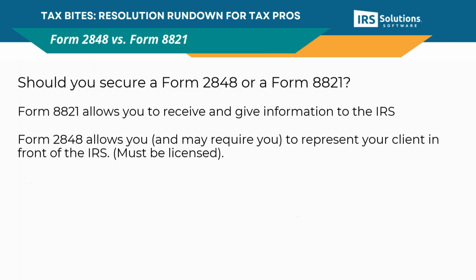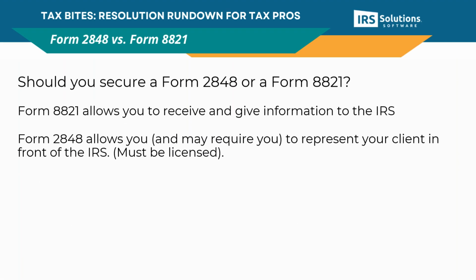And then we have the 2848 versus the 8821. Which one should you file? I already gave you a reason to file the 8821 when you're just getting some of the information. If you're licensed, you are able to use the 2848. The 2848 allows you to represent your client in front of the IRS. So if you're an attorney, enrolled agent, an enrolled actuary, CPA, etc., you can use this 2848.